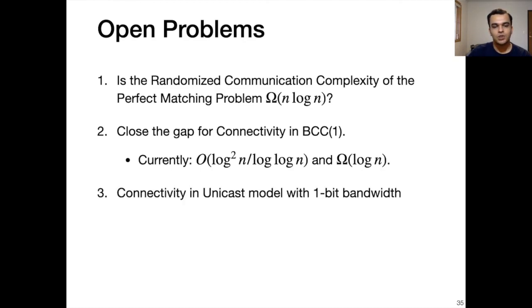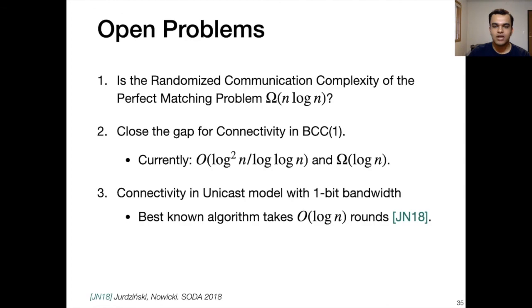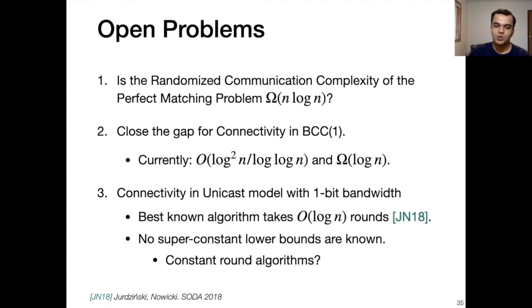Thirdly, what can we show for connectivity in the unicast model with 1-bit bandwidth? In the unicast model, the nodes can send different 1-bit messages to each of their neighbors. The best known algorithm for connectivity, and in fact even for MST, takes O of log n rounds. No super constant lower bounds are known in this model, so can we show constant round algorithms in this case?